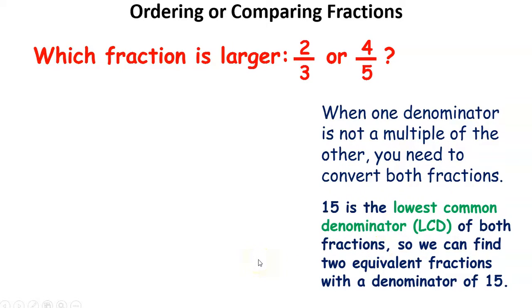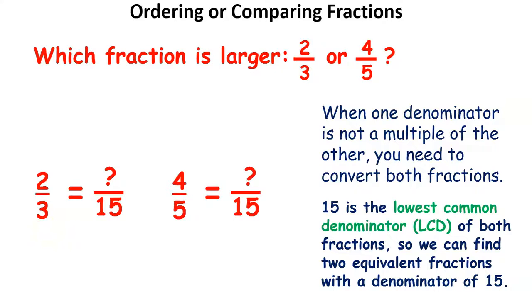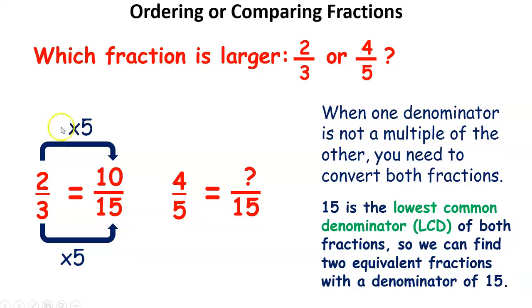So now we need to find equivalent fractions where 15 is the denominator. What do I multiply 3 by in order to make it 15? And what do I multiply 5 by in order to make it 15? So let's have a bit of a look. 3 times 5 is 15. That means that I need to multiply 2 by 5. So 2/3 is equivalent to 10/15.